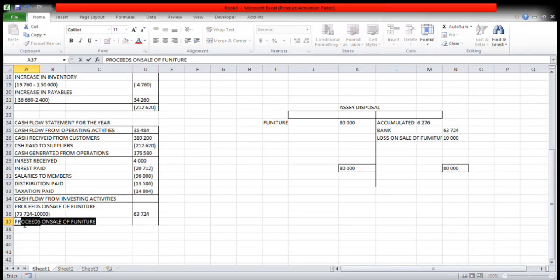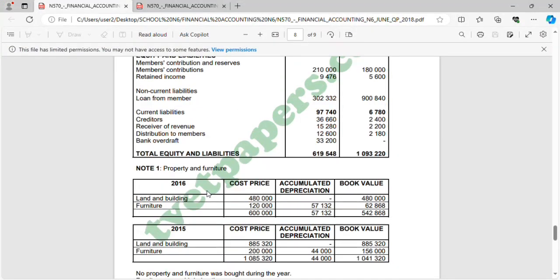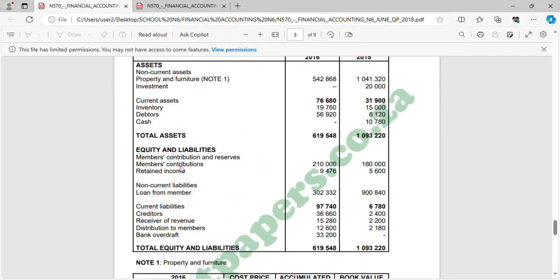So here we're going to have the proceed and land and building. So if you're just going to find the difference, we have 405,320. So we're going to check whether we have the investment or not. In order for us to determine whether we have the investment, yes, we have the investment.